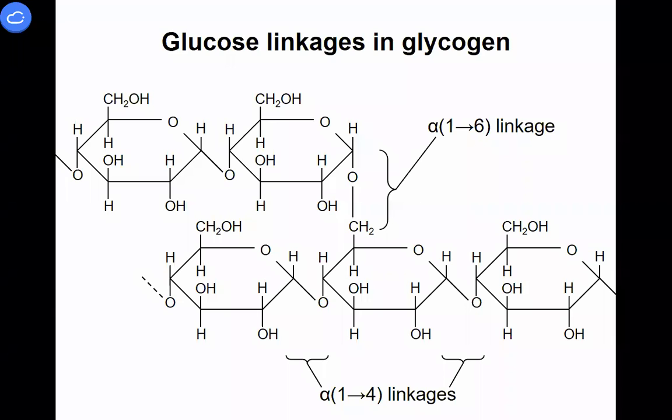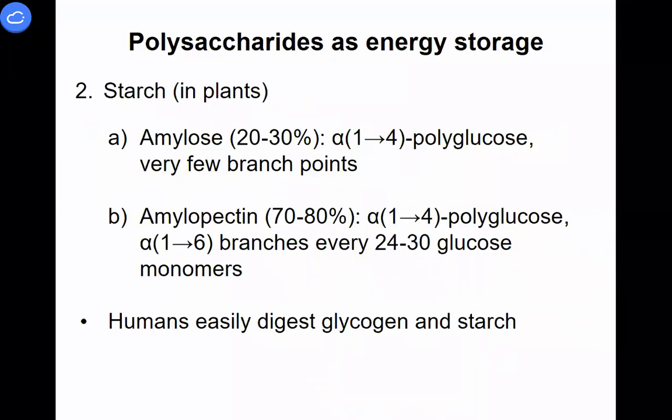Okay, so that's glycogen. Plants do a similar sort of thing, but a little different. And we call this starch. And the structure has similarities and has differences. There's 2 main components to starch. Amylose, which is essentially alpha-1,4 polyglucose, just a whole big long linear chain. You do find a few branch points, but not very many. So in essence, it's basically a big long chain of alpha-1,4 polyglucose.